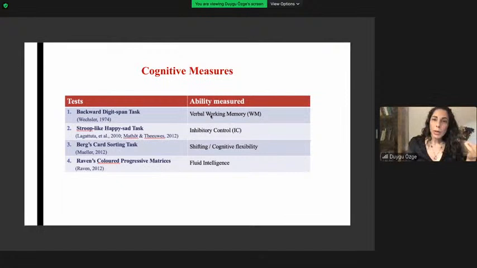So how did we measure their cognitive abilities? We tested working memory, inhibitory control, shifting and cognitive flexibility, and fluid intelligence. So we tested these executive function skills using different tests. You can see the tests here. Backward digit span test measures verbal working memory. And there's the happy sad task, a Stroop-like task, which tests your inhibition ability, whether you can inhibit your initial choices. And Berg's card sorting task measures your cognitive flexibility and shifting, how well you can shift from one decision to another decision, to what extent you can be flexible in your decisions in a complex task. And finally, we tested fluid intelligence using Raven's colored progressive matrices.